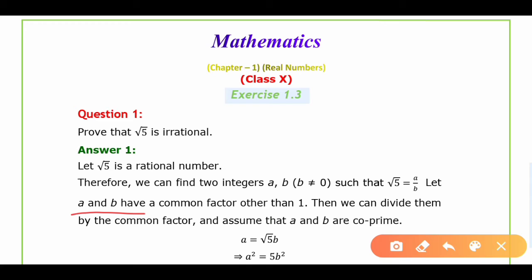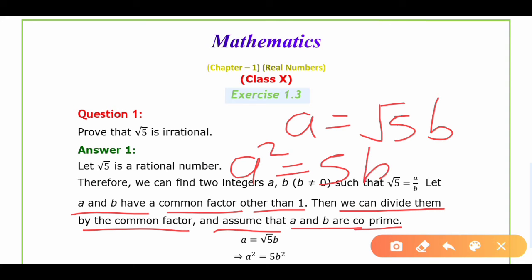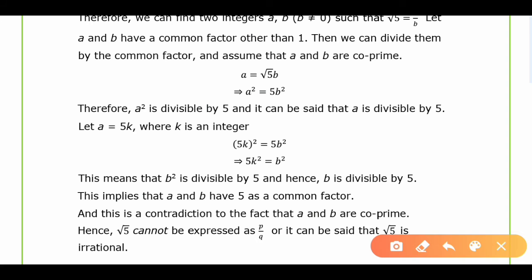Let a and b have a common factor other than 1. Then we can divide them by the common factor and assume that a and b are co-prime. So a will be equal to root 5 into b. Now squaring both sides, we get a square is equal to 5b square. Therefore a square is divisible by 5, and it can be said that a is divisible by 5.